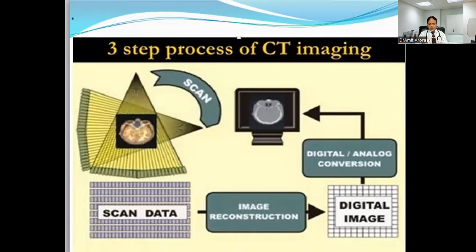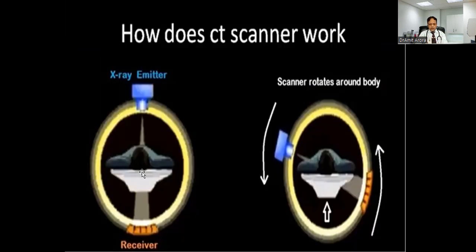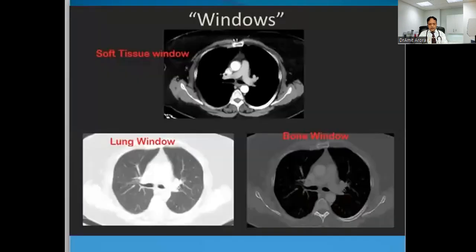Apart from this, you can see here there is a patient couch. This is the gantry. And apart from this, there is a view console where the technician or radiologist sits. Okay. And now, without delaying, let us discuss what the windows are. Very important thing, especially for the beginners.